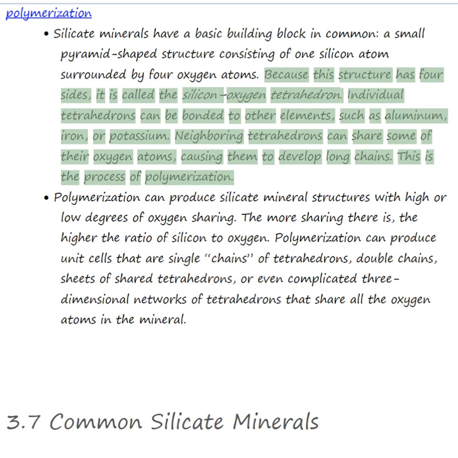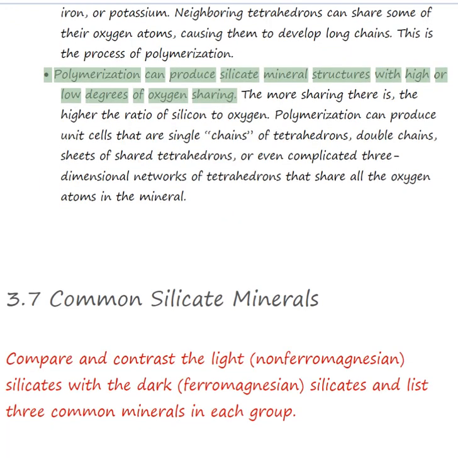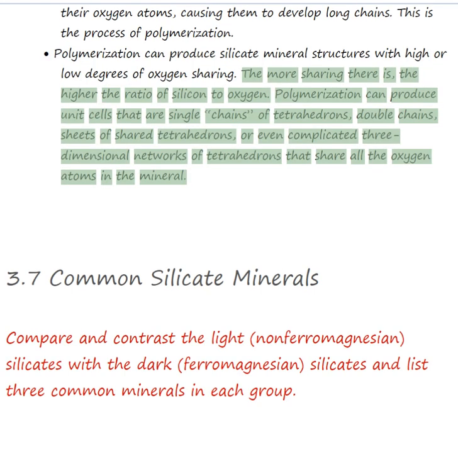Individual tetrahedrons can be bonded to other elements, such as aluminum, iron, or potassium. Neighboring tetrahedrons can share some of their oxygen atoms, causing them to develop long chains. This is the process of polymerization. Polymerization can produce silicate mineral structures with high or low degrees of oxygen sharing. The more sharing there is, the higher the ratio of silicon to oxygen. Polymerization can produce unit cells that are single chains of tetrahedrons, double chains, sheets of shared tetrahedrons, or even complicated three-dimensional networks of tetrahedrons that share all the oxygen atoms in the mineral.